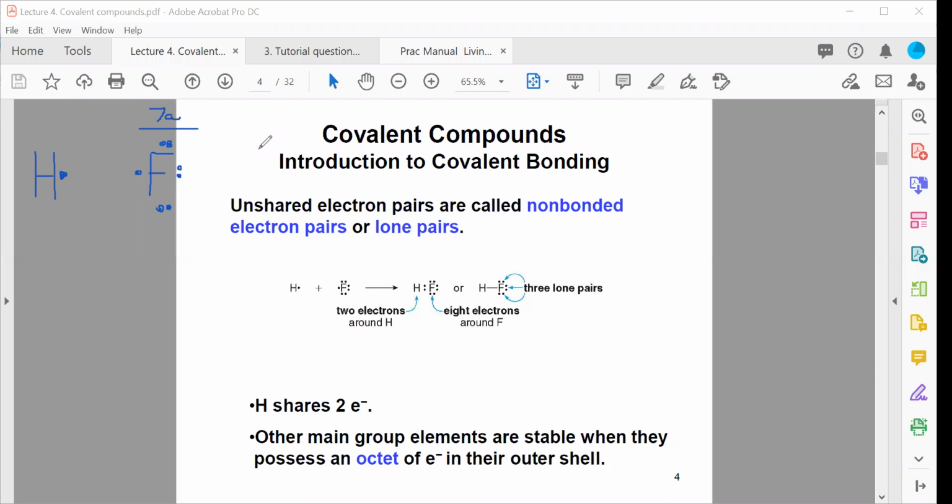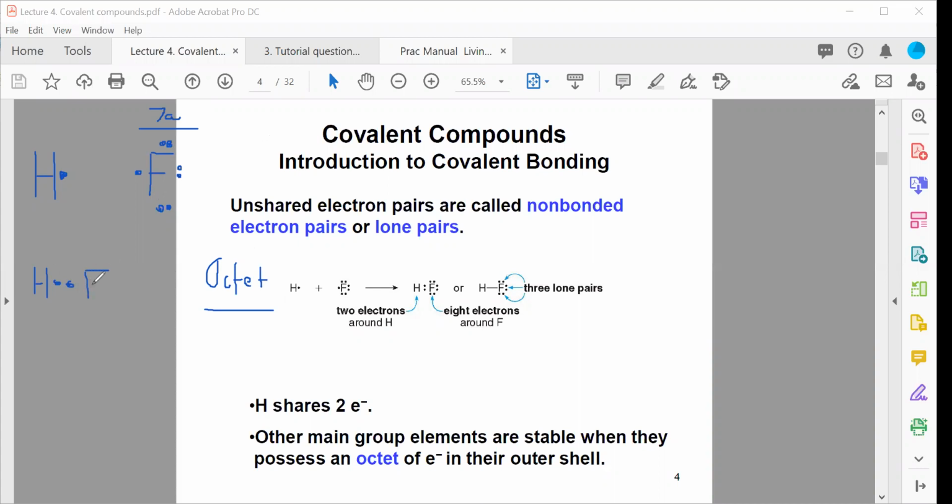Most of them, of course, not hydrogen. Hydrogen only wants 2. It's a bit different, it's the exception. But yes, 8. Remember the octet. So that rule also applies here. Fluorine wants 8. Yes, octet rule. So it can get that very easily by doing this.